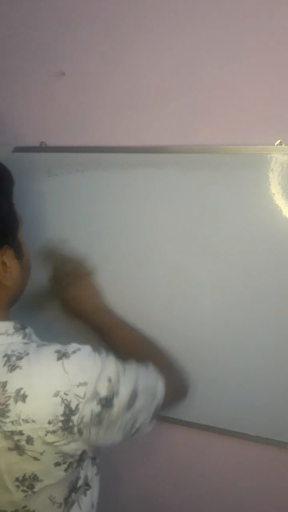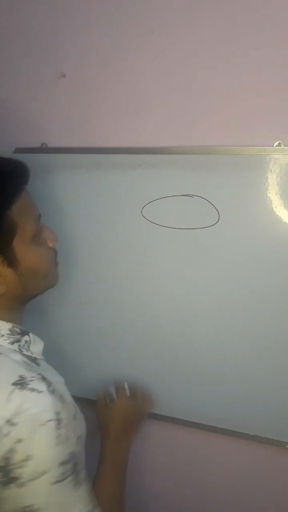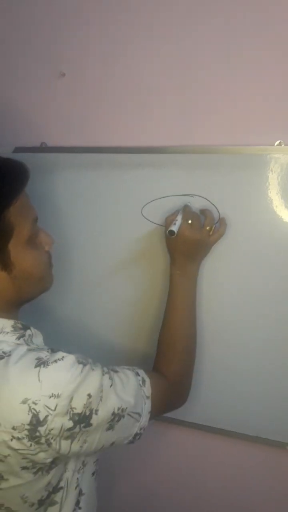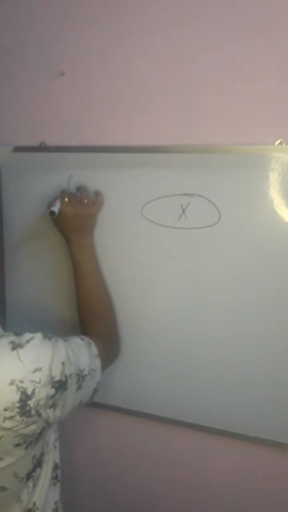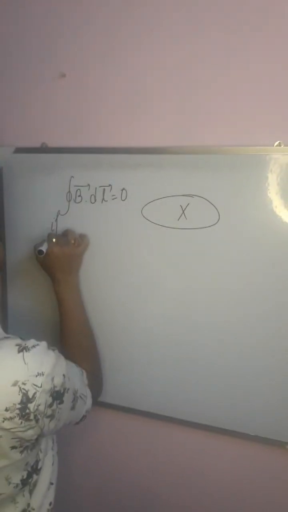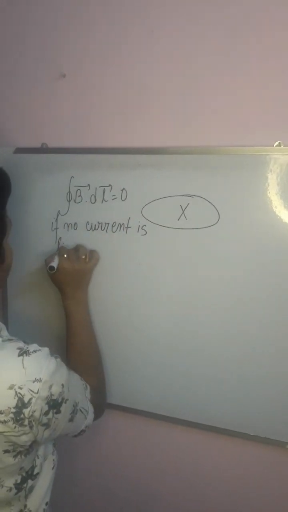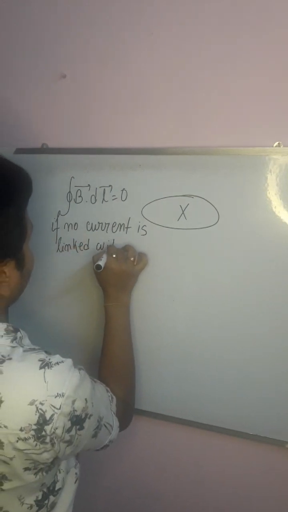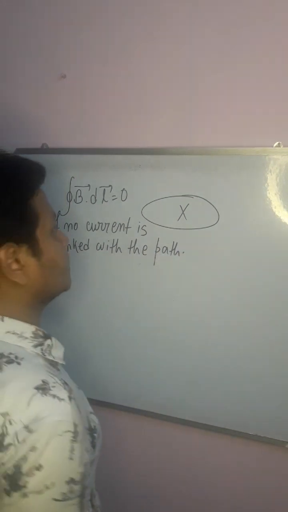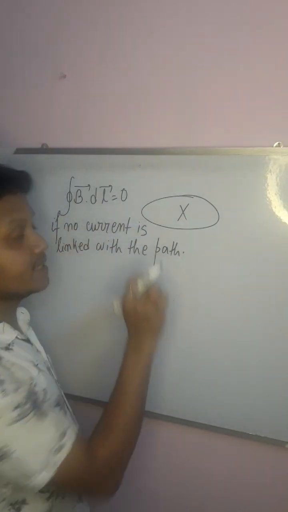The first thing: say this is the closed path. If this closed path does not link with a current, that means current is zero. So clearly we can write B dot dl is 0, if no current is linked with the path. Okay, so this is the first thing. If no current is linked with the path, then this line integral becomes 0.